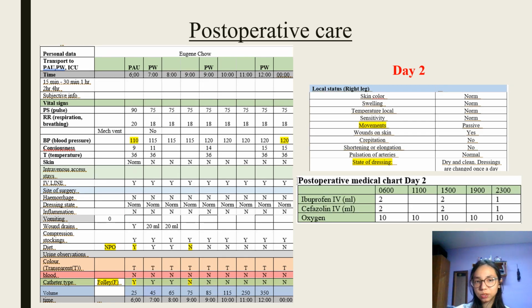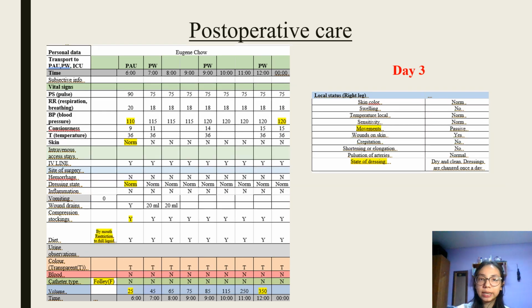As of day 2 of post-operative care, vital signs were again measured from 6 a.m. and throughout the day. The diet was changed from NPO to full liquid diet at 9 a.m., and the Foley catheter was removed at 9 a.m. We also rechecked the local status. Movement was still passive and the state of the dressing slightly improved, dry and clean, and dressings are changed only once a day. The post-operative medical chart was also kept, and ibuprofen, cefazolin, and oxygen were given.